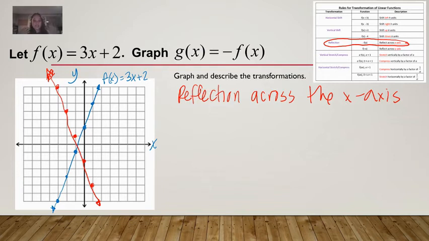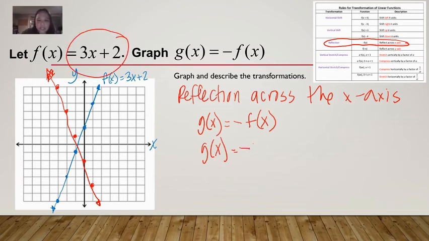Now that's what physically is what's happening. You're just reflecting across the x-axis. But let's go ahead and solve for it and see if it actually is equivalent to the red line. Okay, so in order for me to get g of x, I have to take f of x and multiply the whole thing by a negative. So g of x is negative f of x, so I'm going to take negative and multiply it by 3x plus 2. So I got to distribute that in. So that means g of x is equal to negative 3x minus 2.